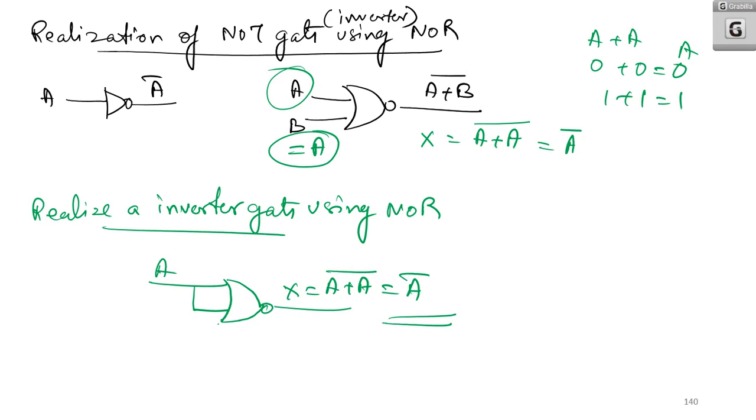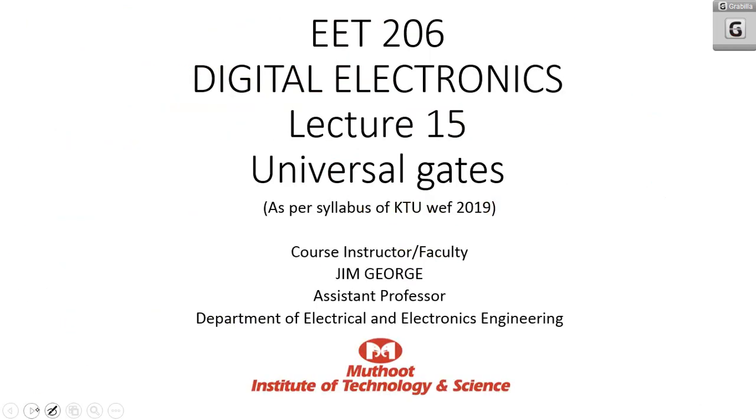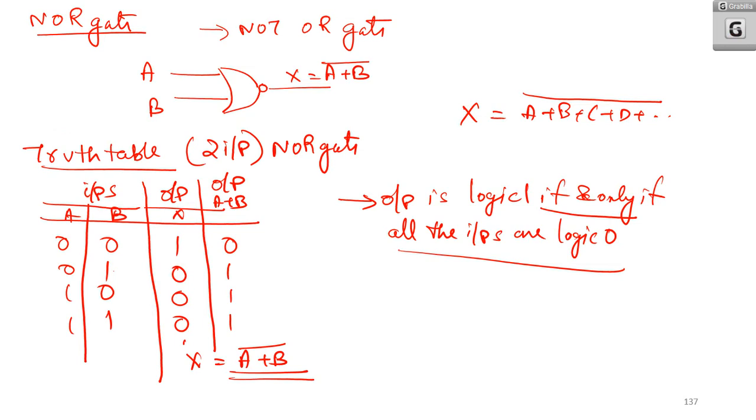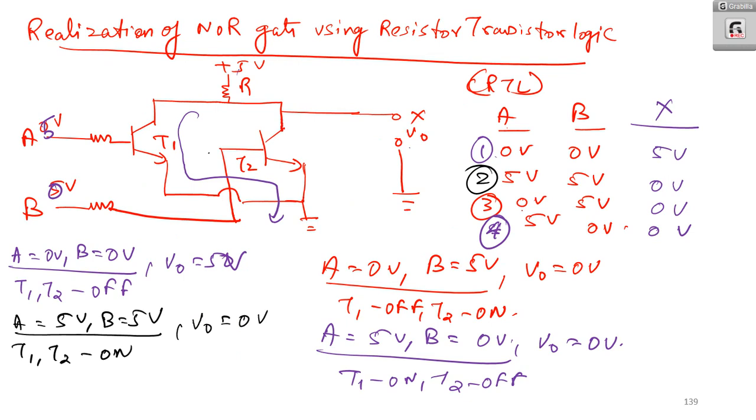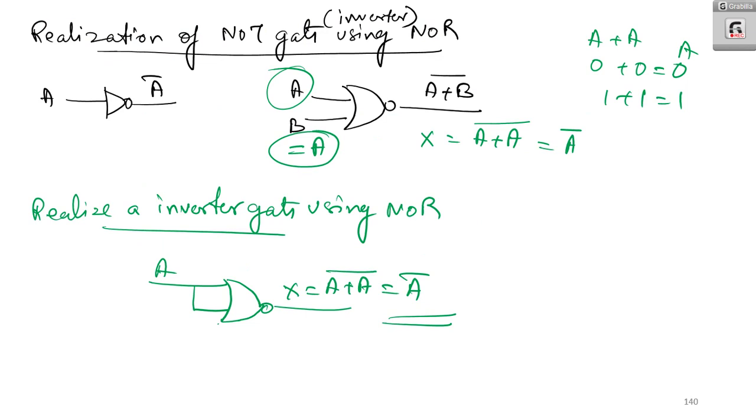Okay, hope you have understood the concept of NOR gate. So in this lecture we have dealt with what is a NOR gate, a basic two input NOR gate, its symbol as well as truth table. Similarly, a three input NOR gate. Then we have realized NOR gate using resistor transistor logic. Then after that we have dealt with realization of an inverter gate or NOT gate using NOR gate.